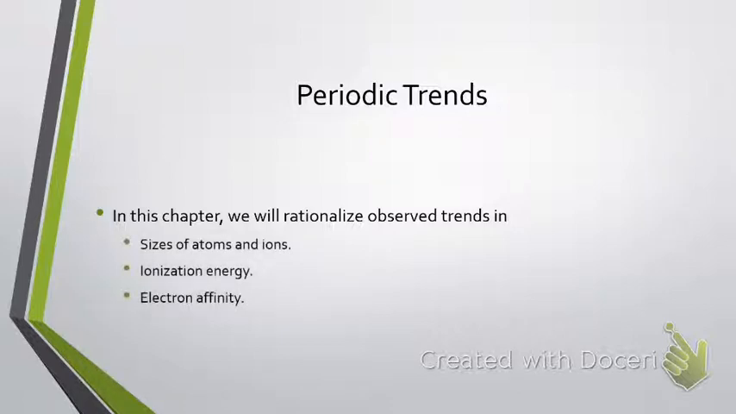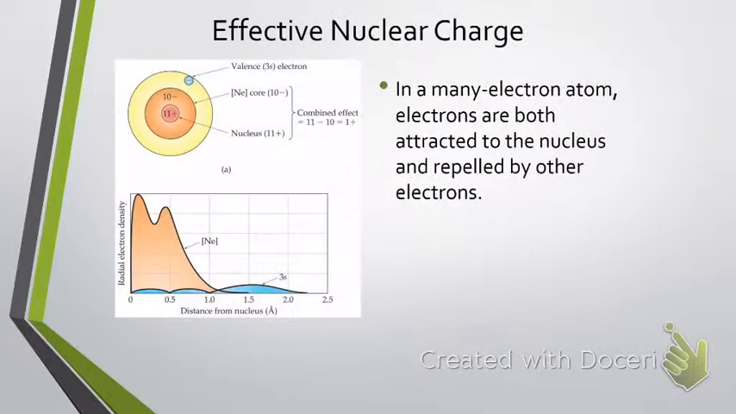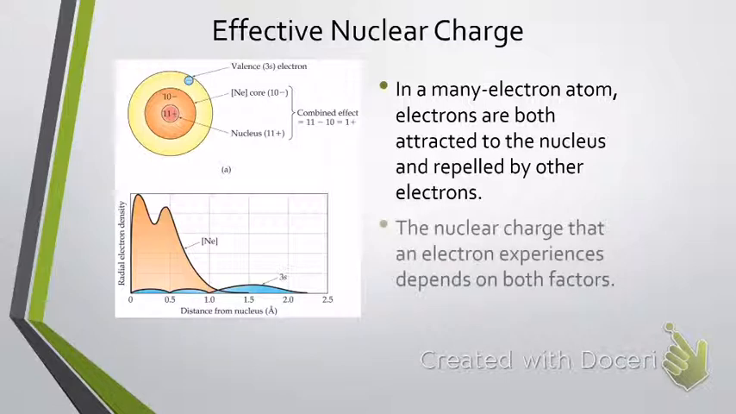So in this chapter overall, we're going to be discussing trends and how these periodic trends occur. In particular, we're going to discuss the sizes of atoms and their ions, something called ionization energy, and then finally electron affinity. These are very important not only for general chemistry, but we're also going to see and discuss trends and things like this that have an effect in organic chemistry, biochemistry, and other forms of chemistry in the future.